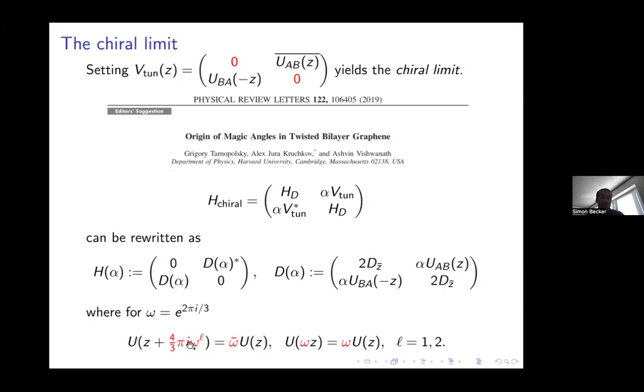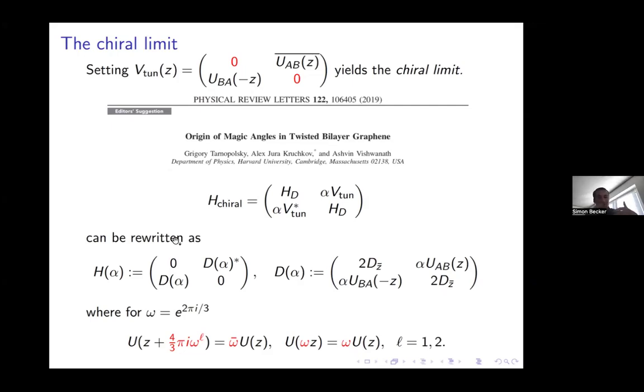The symmetries of the honeycomb lattice, of the triangular lattice if you want, are a translational symmetry. This is the translational symmetry written in complex coordinates with a third root of unity, where omega 1 and omega 2 are the two lattice vectors that span the triangular lattice. And then you have a 2 pi over 3 rotational symmetry. The only thing we assume about these potentials, the AB and the BA potential, is that they satisfy these two symmetries. So that's the idea.